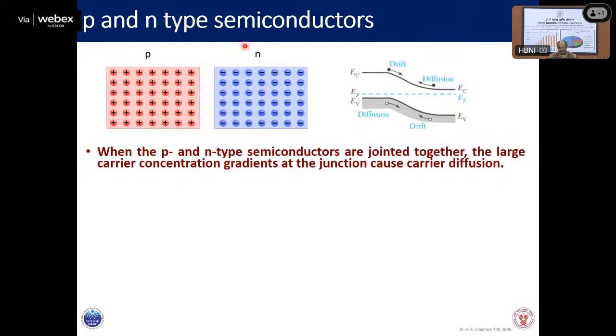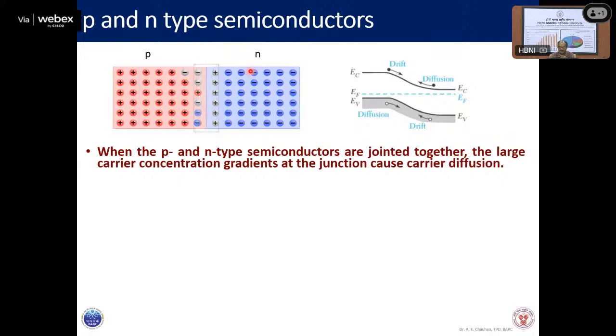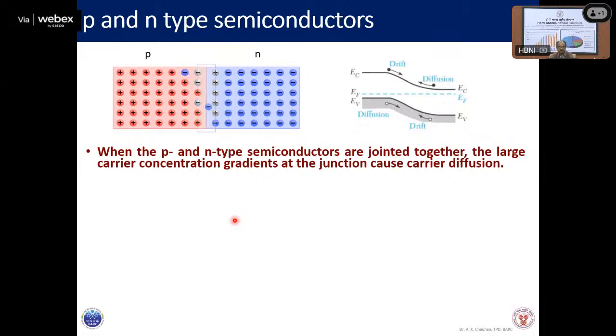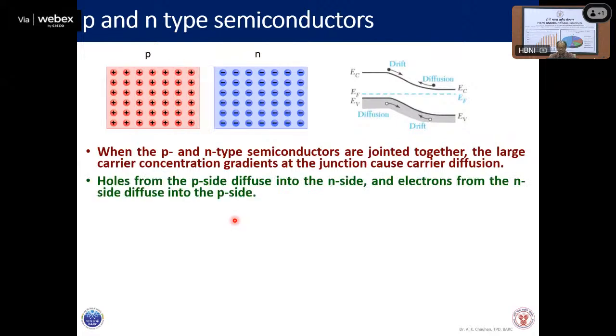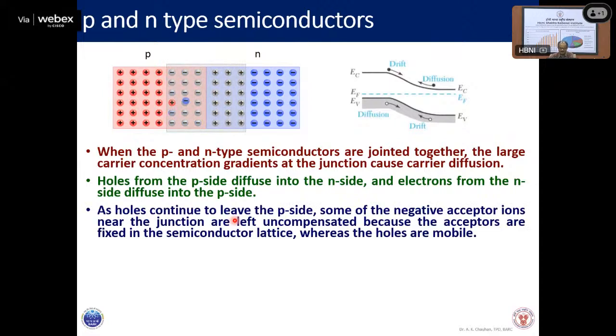Because of the drift, it will start pulling electrons from this side to this side, and because of the diffusion, electrons are moving from this side to this side. The opposite is true for the holes also. So these two processes will compete in the beginning, but after a certain time they will reach an equilibrium. And that equilibrium is called thermal equilibrium.